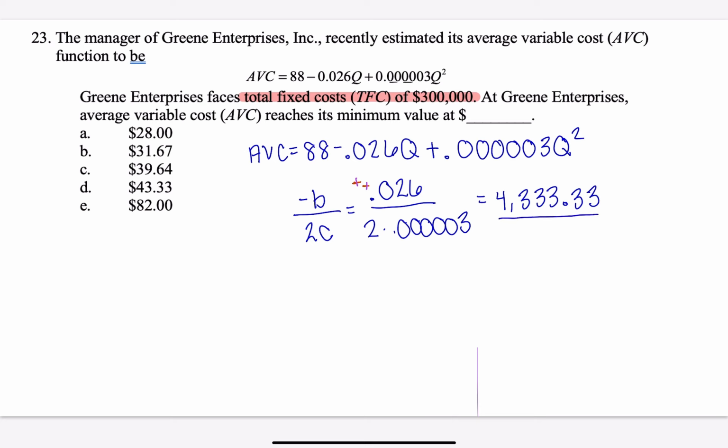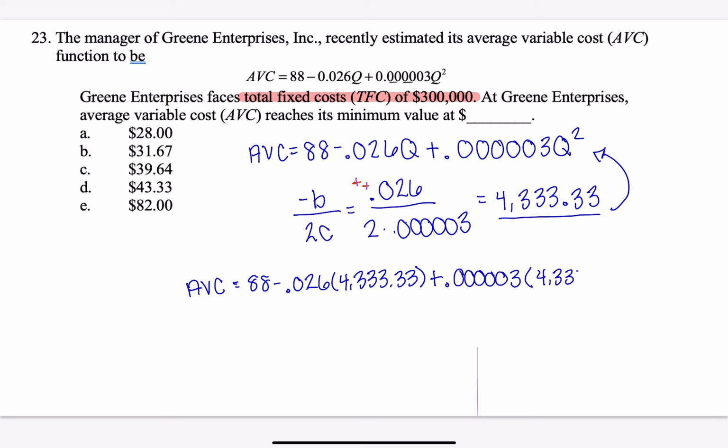Then we need to take this, and we need to substitute it back into our average variable cost curve. So our average variable cost, if we plug that in, is going to be 88 minus 0.026 times 4,300 plus 0.00003 times 4,300 squared, which is going to give us 31.67. Again, there's a lot of plugging in and making sure that you type the right number of zeros and all of your stuff in correctly.